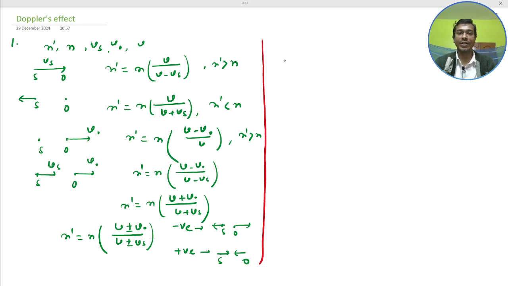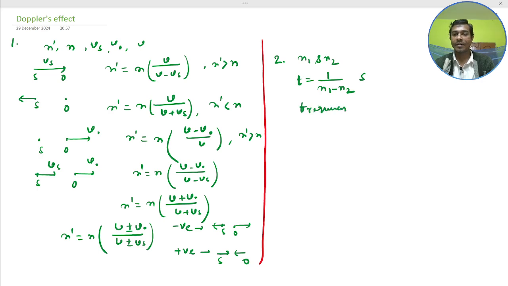So the last one, beat frequency. When the frequencies of two sounds are N1 and N2, the time between two successive maxima is 1 by N1 minus N2 in seconds. Beats means beats per second, or beat frequency. The beat frequency is equal to N1 minus N2, the difference in frequency of the sound sources.